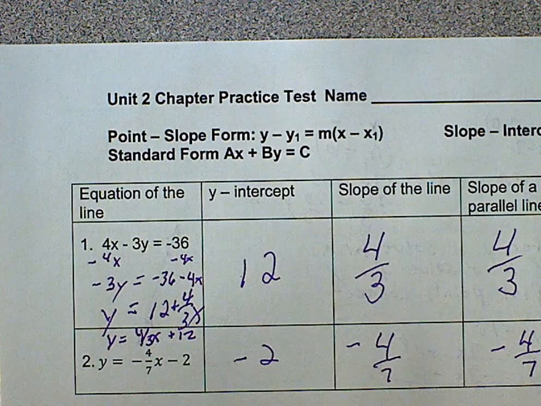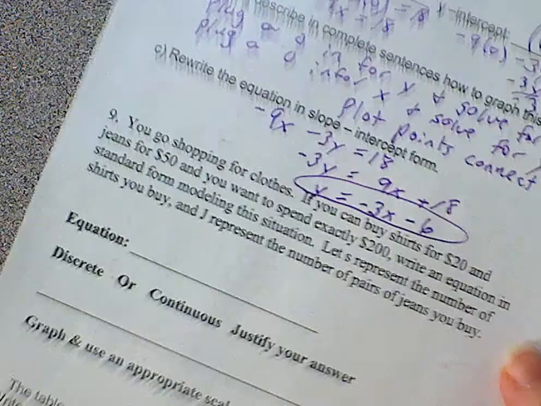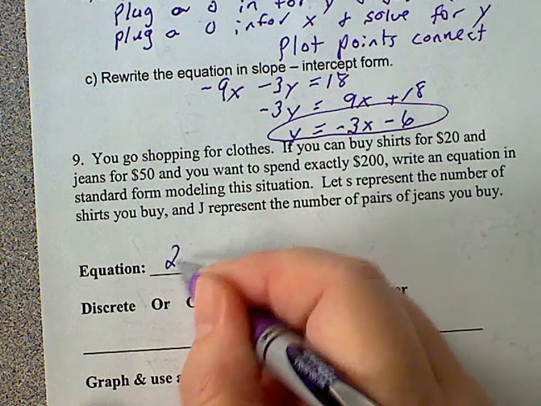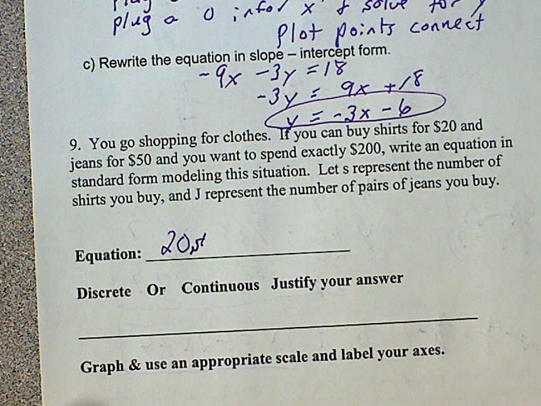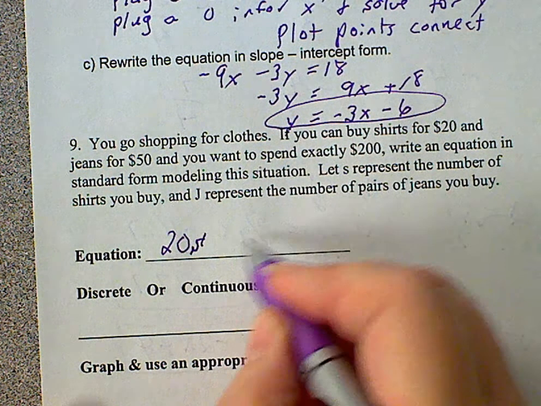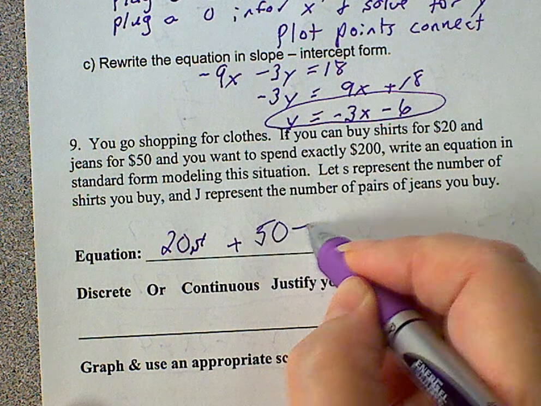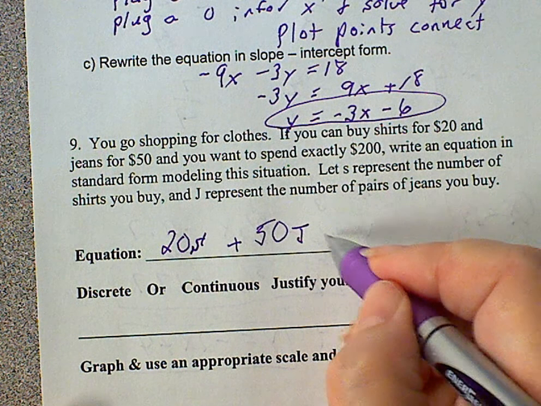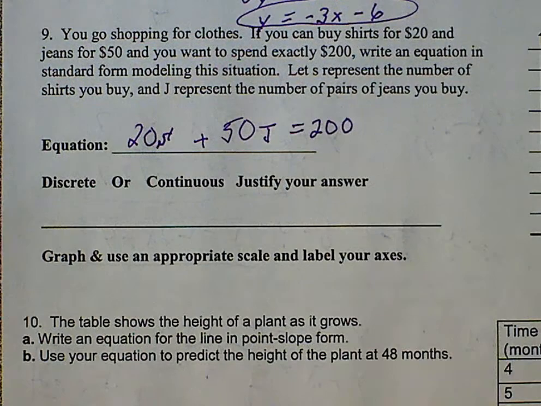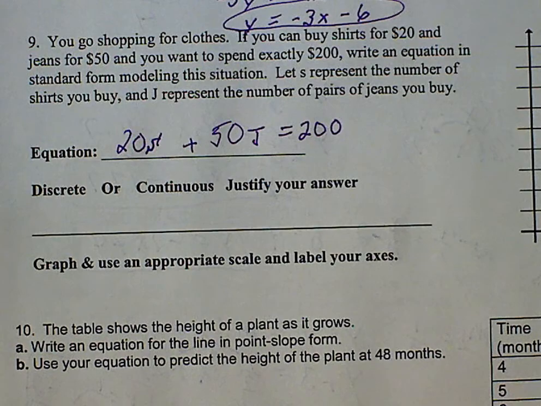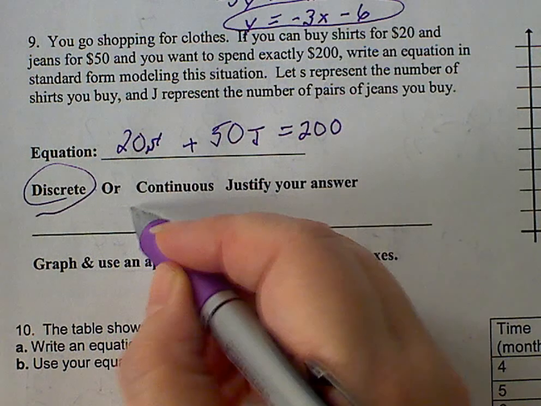If you buy a shirt for $20, you would multiply $20 times the number of shirts you buy. So your number of shirts. Then you would pay $50 for every jean you buy, and your total, you want it to be $200 exactly. All right. Next chapter we're going to talk about less than and things like that, but right now we're just saying 200 exactly. Is this continuous or discrete? Discrete, because we can't have half a shirt or jeans.